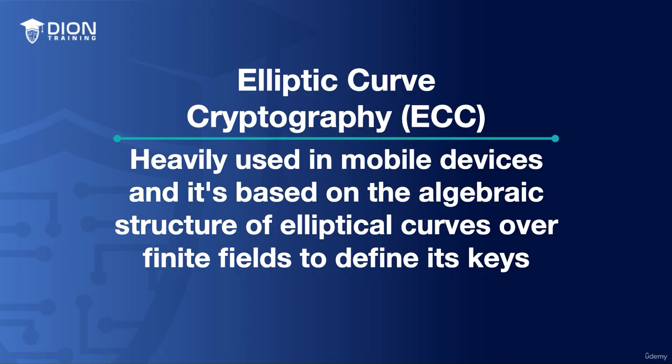Third, and finally, we have ECC, also known as elliptic curve cryptography. Now, elliptic curve cryptography is heavily used in mobile devices, and it's based on the algebraic structure of elliptical curves over finite fields to define its keys because it's very efficient and a great way of providing better security than an equivalent RSA key of the same size.